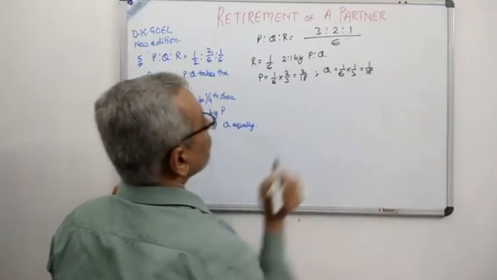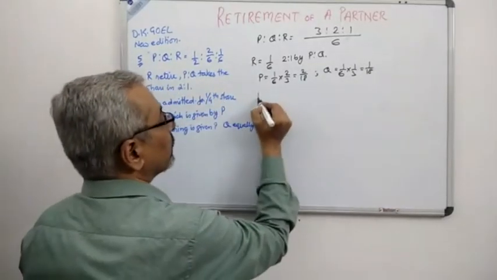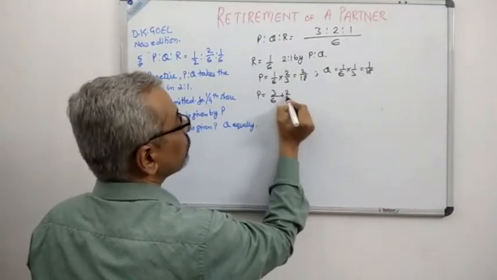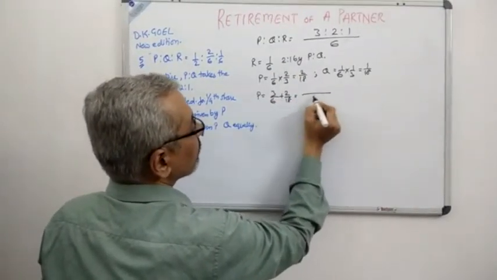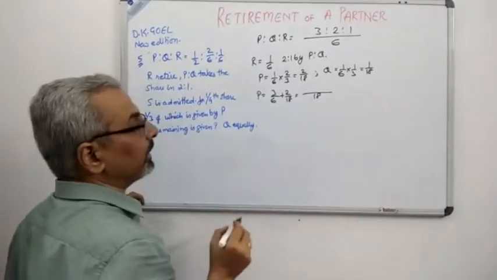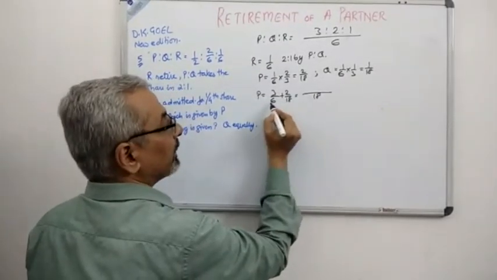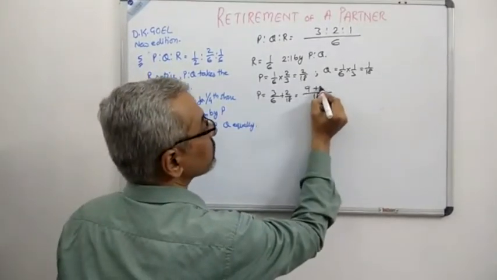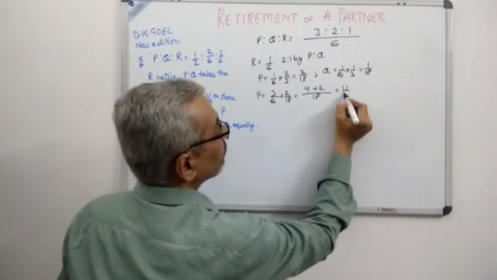So what is the new share of P? The new share of P, please see very carefully, 3 by 6 plus 2 by 18. So the LCM over here is obviously 18. So now if we divide 18 by 6, how much do we get? 3. 3 into 3 is 9 plus 2, which gives us 11 by 18.